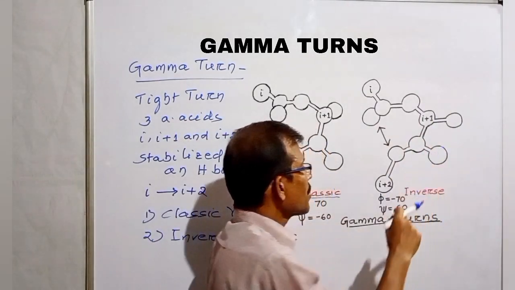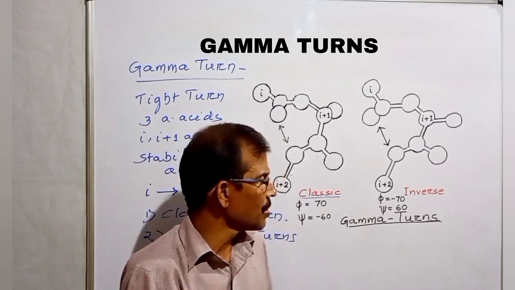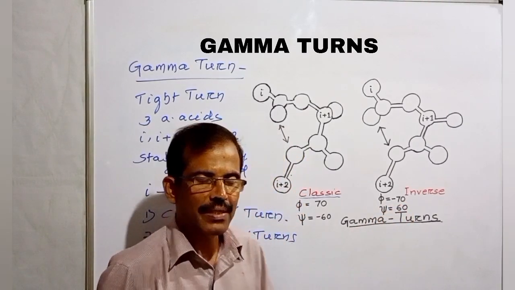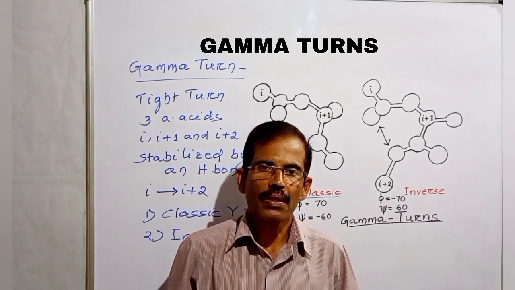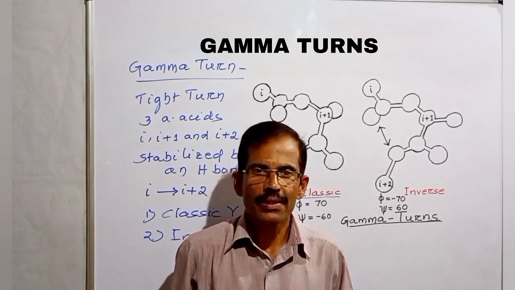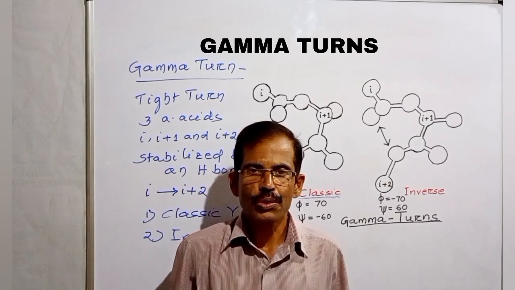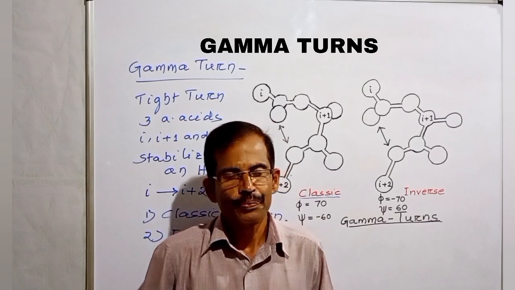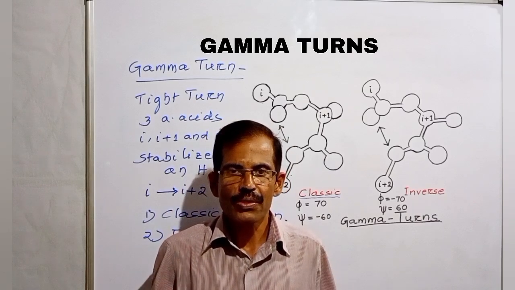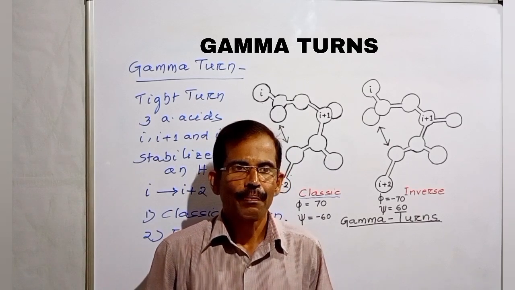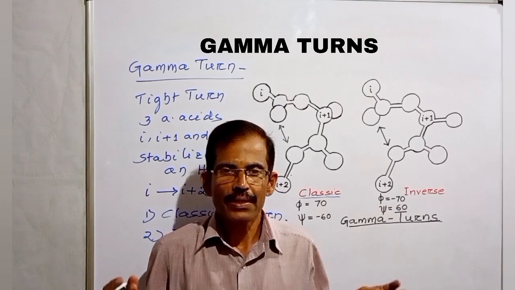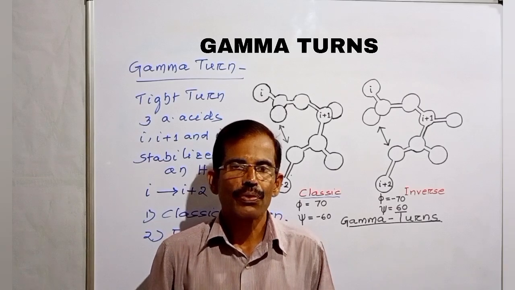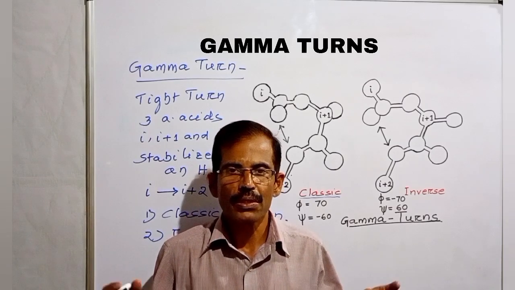Second type of gamma turn is inverse turn, for which phi is equal to minus 70 and psi is equal to 60. Inverse gamma turns are more common in proteins. Usually they are not associated with the reversal in the direction of the polypeptide chain. Such turns give rise to kinks in the polypeptide. They are considered as an intermediate in folding and therefore stabilize strands before the formation of beta-pleated sheets.